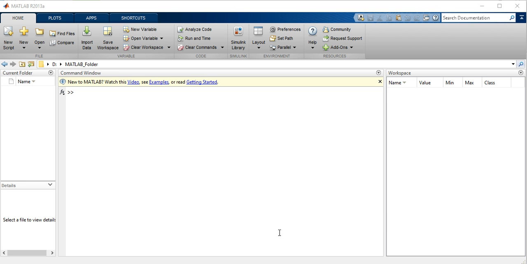Hello friends, in this video we will learn how to plot a sine or cos function. To plot any function, what we require are x values and corresponding y values, that means a set of data. We have to put this on the x axis and the corresponding y values on the y axis, and that intersection will give that point.